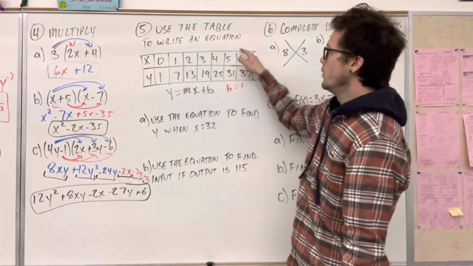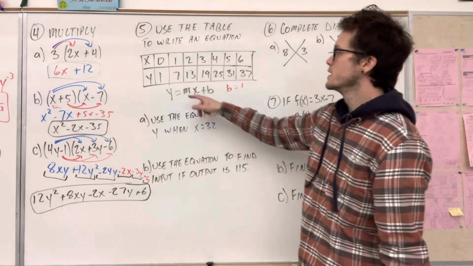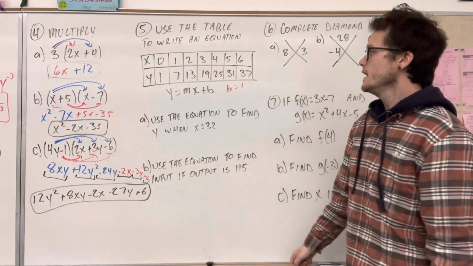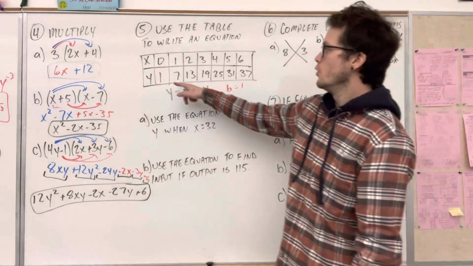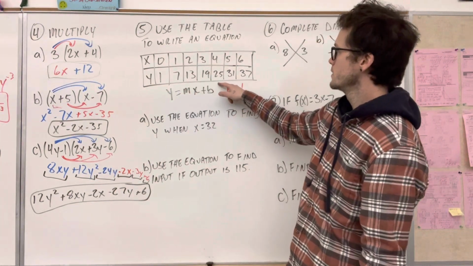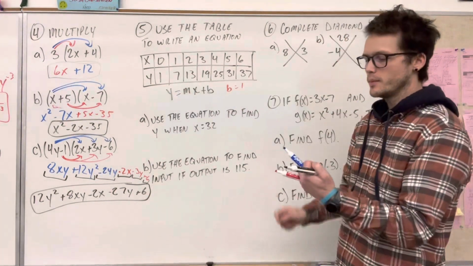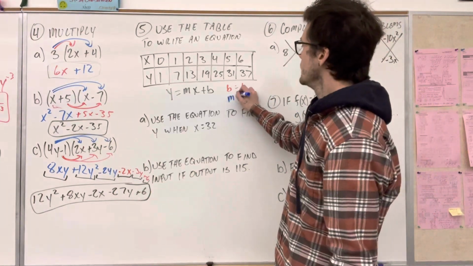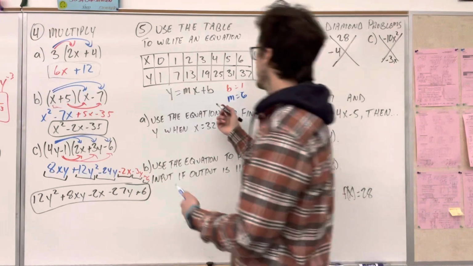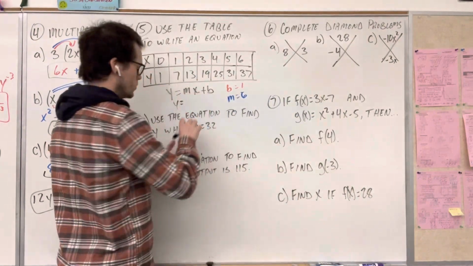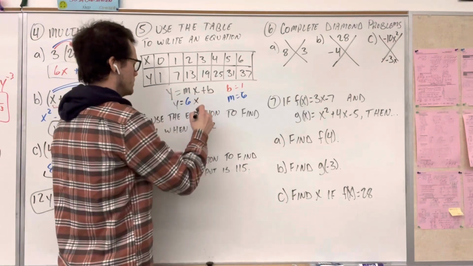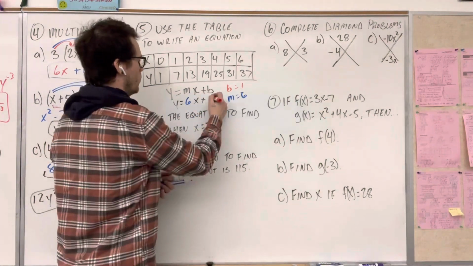If x goes up by 1 each time, which it does, that's good news. If y goes up consistently each time, then we can definitely say what the slope is. So 1 plus 6 is 7, plus 6 is 13, plus 6 is 19, plus 6 is 25, plus 6 is... Yeah, it looks like it's going up by 6 each time. So our m here is 6. So when we plug this into our equation, we have y equals 6x plus 1.